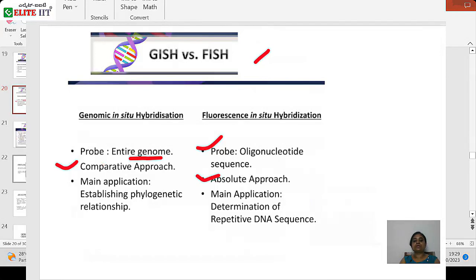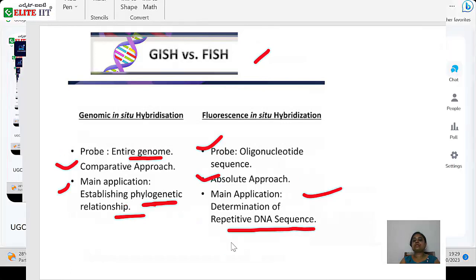Okay. Now, the main application of GISH is establishing phylogenetic relationships and evolutionary study, and the main application of FISH is determination of repetitive DNA sequences. If there is any repetitive sequence, I told you, telomere, centromere.